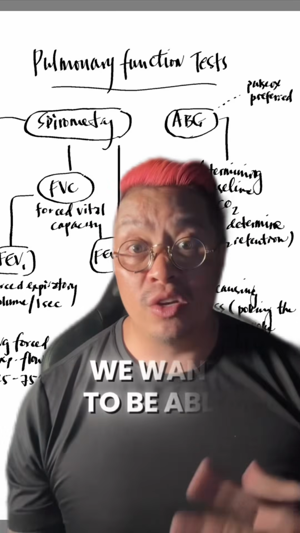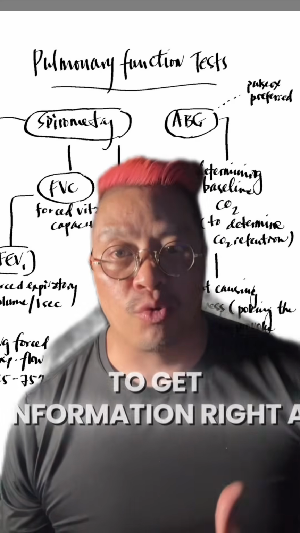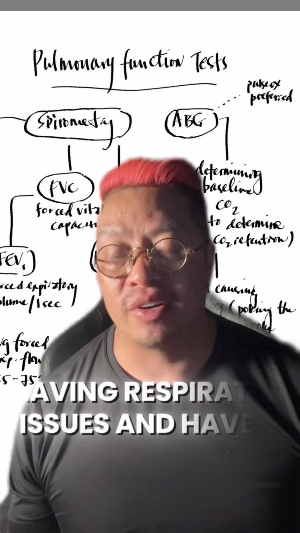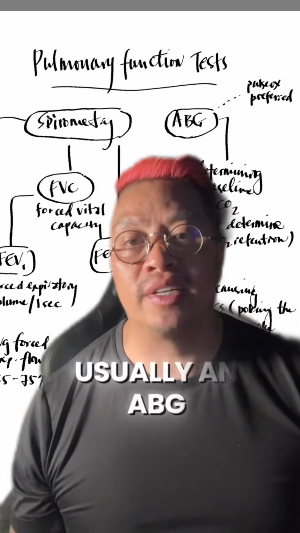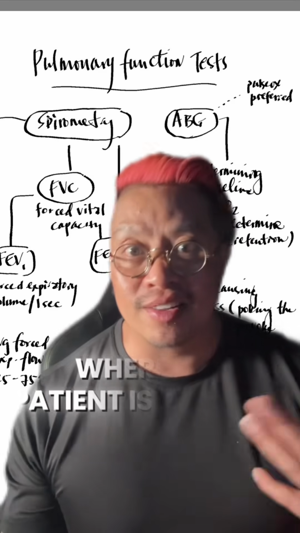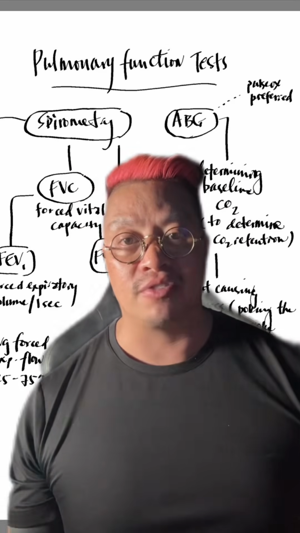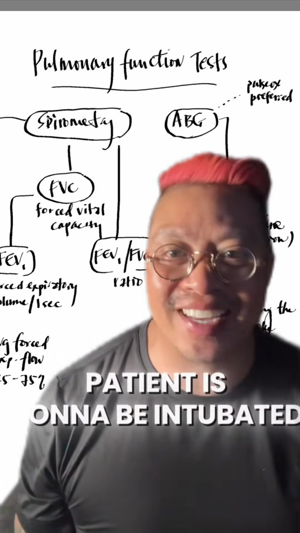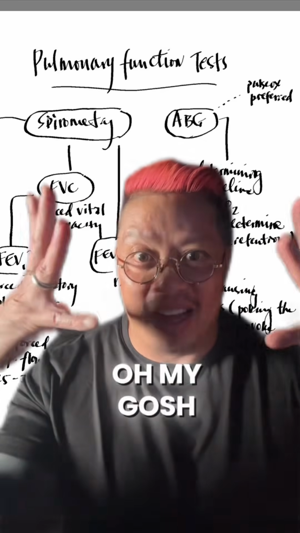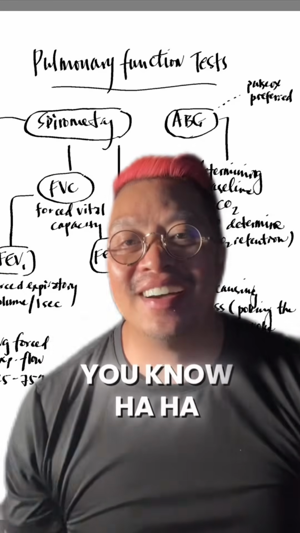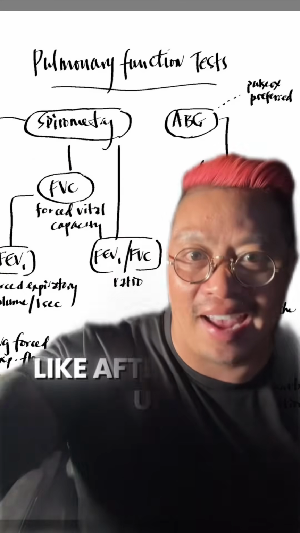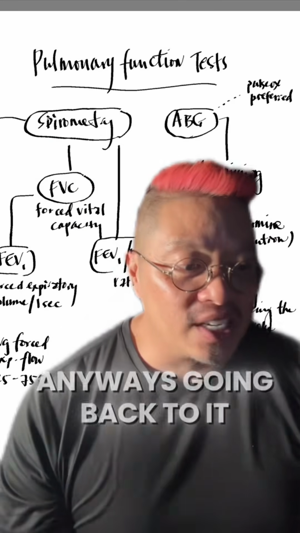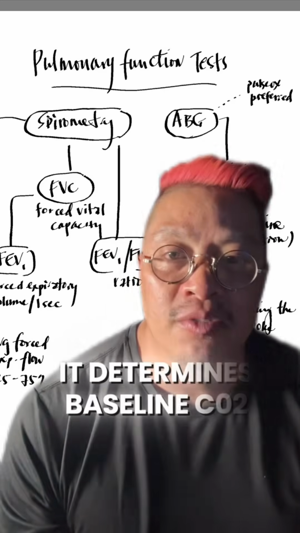So we want to be able to get this information right away because, at least on the floors, where the patient is having respiratory issues and has to be intubated, usually an ABG will let us know where this patient is going. If you have time for the ABG, you just anticipate, the doctor anticipates, that the patient is going to be intubated, rather than, oh my gosh, this patient needs to be intubated now. So in that case, they'll probably do the ABG afterwards, just to see if the patient is making any progress.